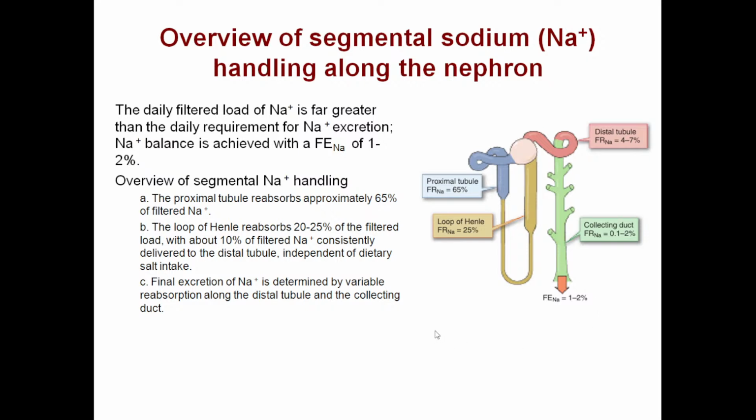In the proximal convoluted tubule, approximately 65% of the filtered sodium will be reabsorbed. The loop of Henle reabsorbs 20 to 25% of the filtered load, with about 10% of the filtered sodium consistently delivered to the distal tubule, and this does not depend on dietary salt intake. And final excretion of sodium will be determined by variable reabsorption along the distal convoluted tubule, which is called facultative reabsorption, that happens in distal DCT and collecting ducts.